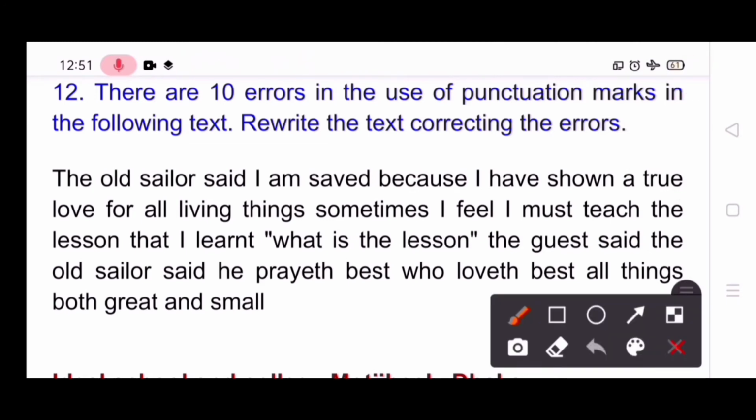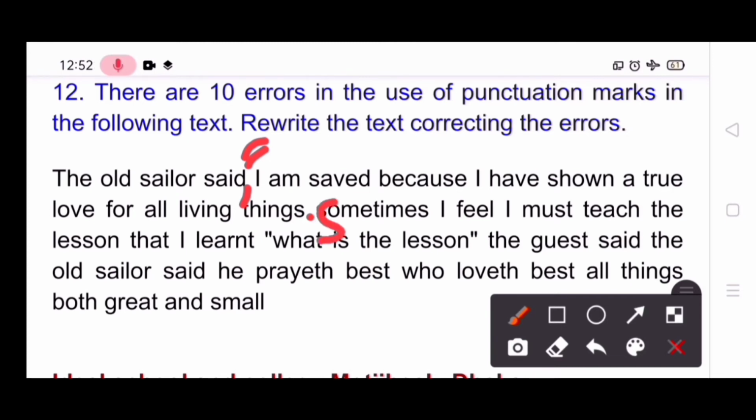The old sailor said, "I am saved because I have shown a true love for all living things." So, learners, after the reporting verb, "the old sailor said," we need to use a comma. The reported speech starts with inverted commas. "I am saved because I have shown a true love for all living things." It needs a full stop and starts another new sentence, so it will start with capitalization.